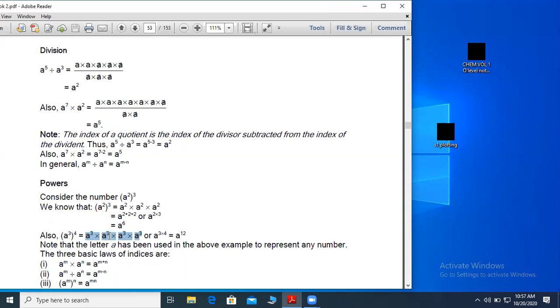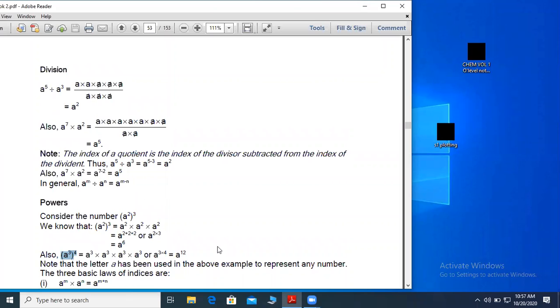So the base is A, and we have 3 plus 3 plus 3 plus 3, which is 12. Alternatively, like I've told you, if you have 2 powers, just write one base and multiply the powers. So the one base is A times its power 3 times 4, and the answer is A to power 12.